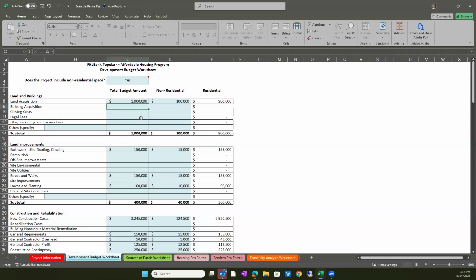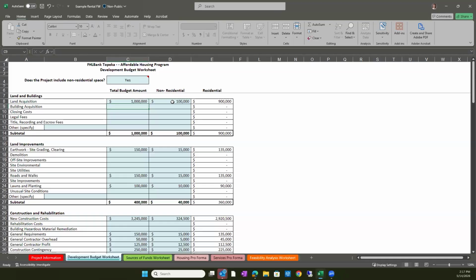You can override those numbers. So if one of those numbers pops up and you're like, nope, none of that cost is going to be allocated to the non-residential space, or maybe it's less, or maybe it's more, you can overwrite those numbers and change them if they do not appear accurate based on the actual budget that you have in hand.